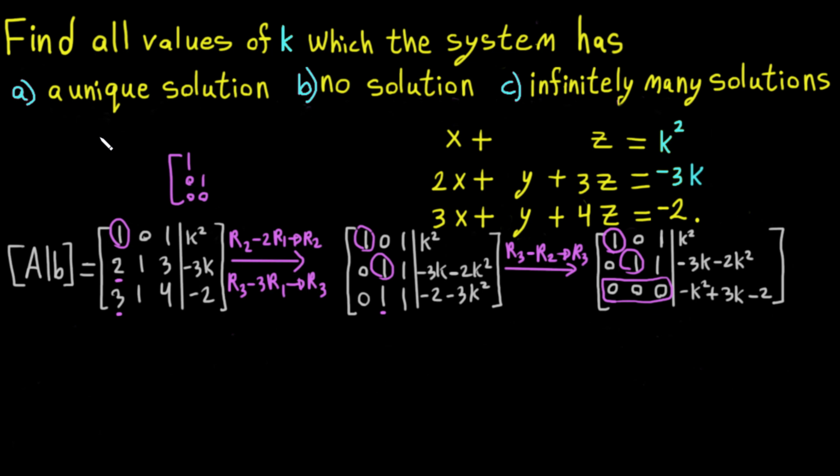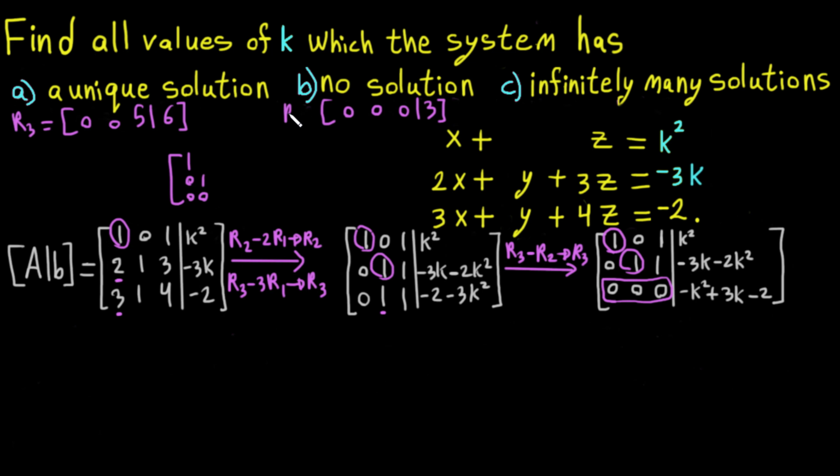As we described before, a unique solution will look like this for the third row, if it's 3 by 3: 0, 0, any number, let's say 5, and here 6. If you want to make this one 1, you divide by 5, then it will be 6 over 5. So this is a unique solution. No solution looks like this: 0, 0, and here 0, then for example the number 3, which is impossible.